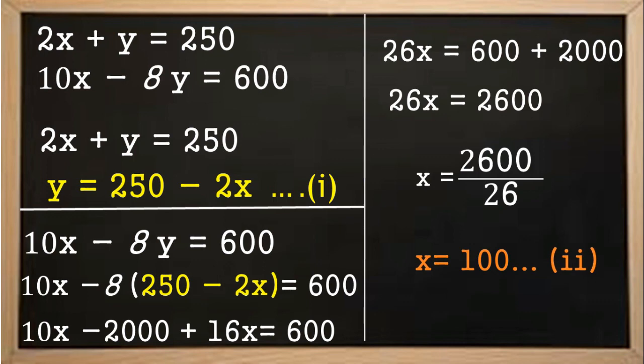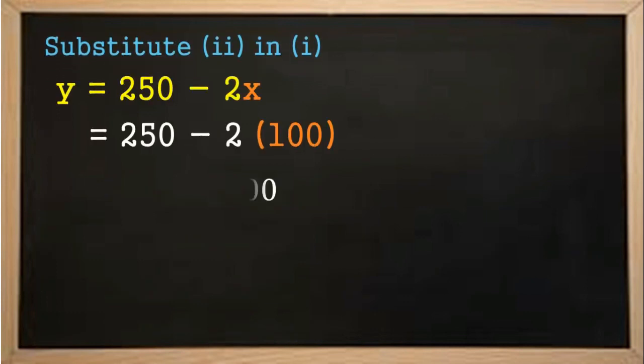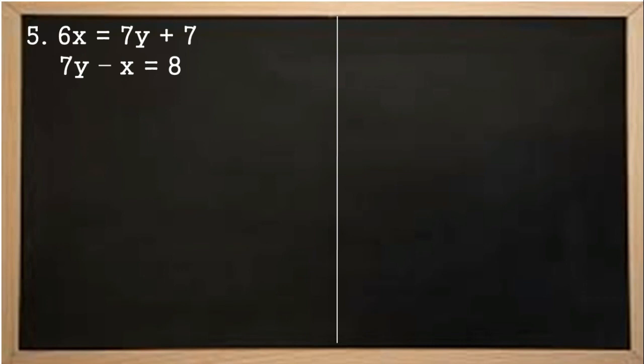This is the second step. Now replace the value of x as 100 in equation 1, that is y is equal to 250 minus 2x. X is substituted as 100 and the value of y will be equal to 50, and hence the solution for this equation is x is equal to 100 and y is equal to 50.